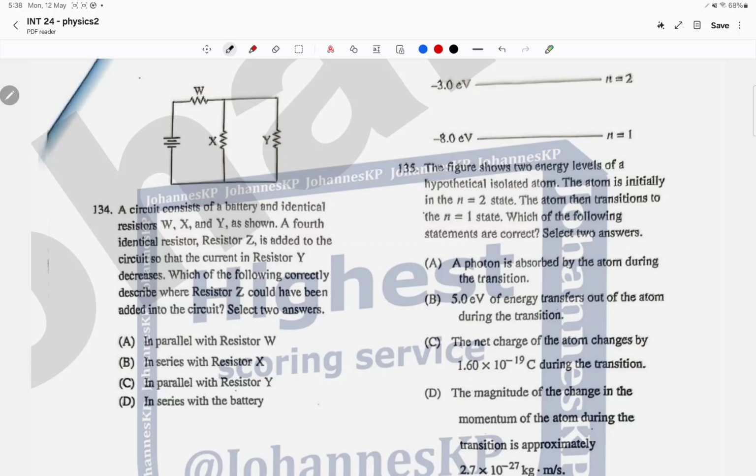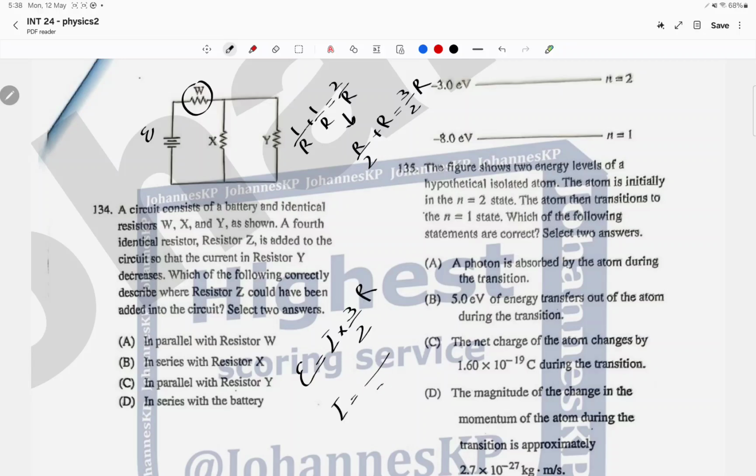Let's see how much current right now. They're in parallel, right? So 1 over R plus 1 over R is 2 over R, and you flip, you get R over 2. You add it to this one, you get 3 over 2 R, right? Yeah. This is EMF. EMF is equal to I times 3R over 2. So now I is equal to 2 EMF over 3R.